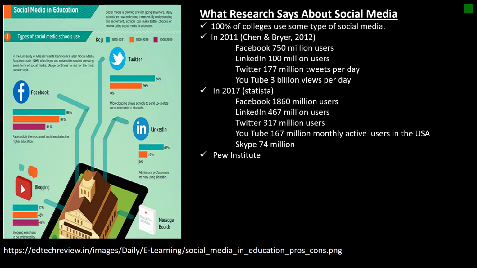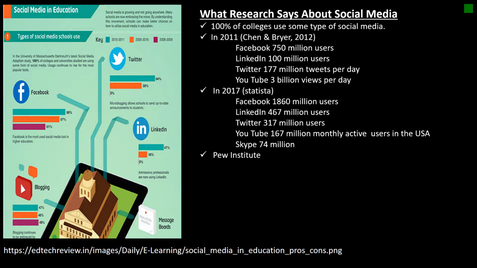What does the research say about social media? 100% of colleges use some type of social media in their programs. In 2011 and 2017, we have statistics. The use of social media has gone up tremendously. These are the top 4 and 5 social media avenues in the world. Facebook went from 750 million users to 1,860 million users in 2017.